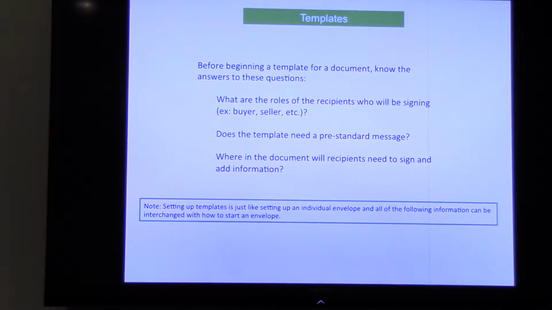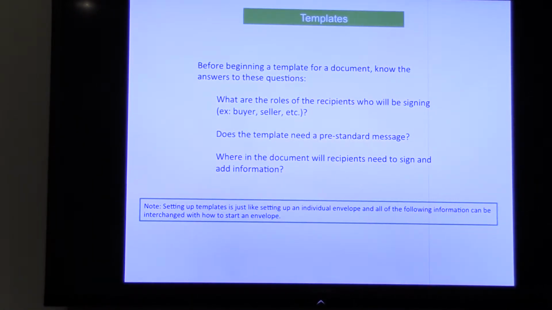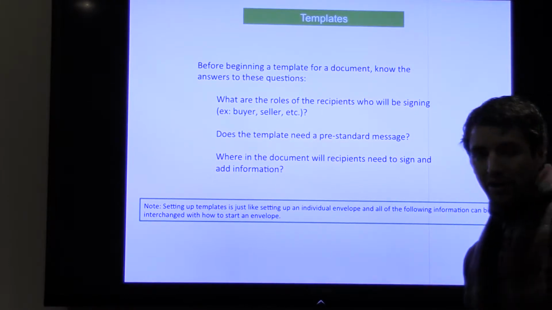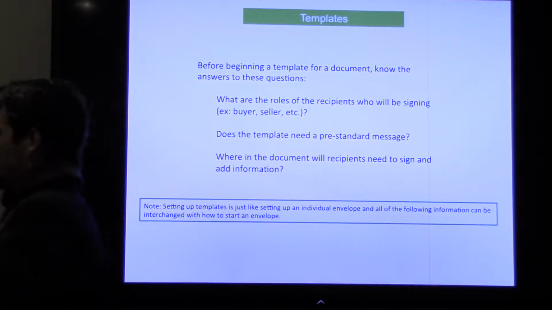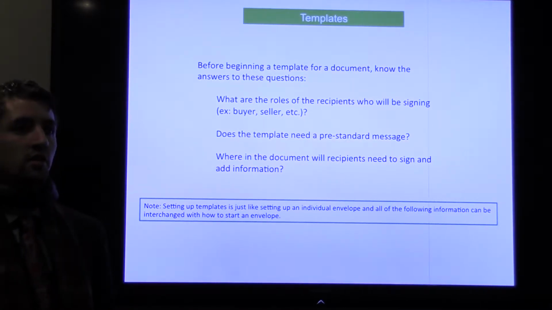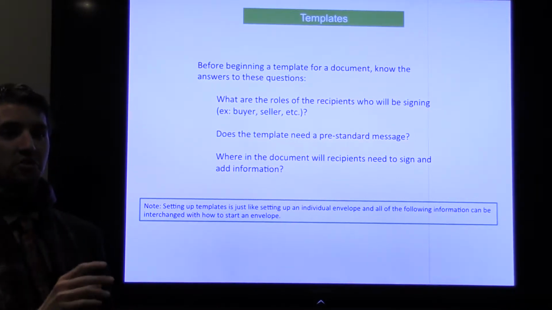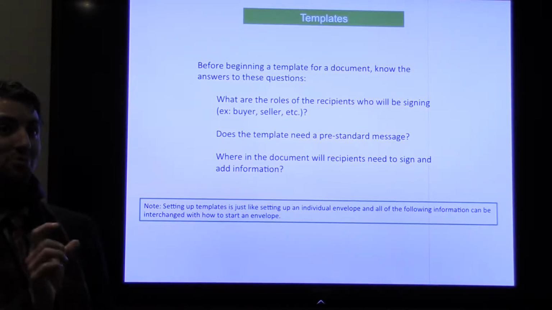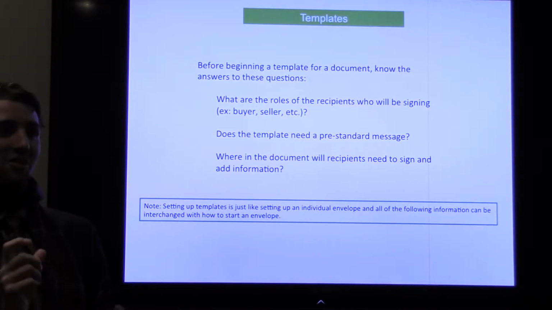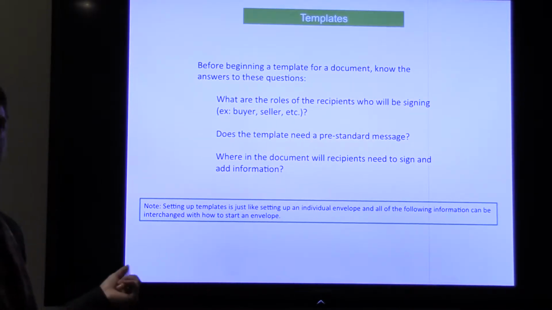Setting up templates is just like setting up an individual envelope, and all the following information can be interchanged with how to start an envelope. Basically what it's saying is it's not a final draft. You can change things. For example, I do mail outs, and I'm sure a lot of y'all get them. I'll see somebody who's put up a new listing in MLS, and I say, hello, my name is, and congratulations on your new listing in BLANK and BLANK. I put the word blank in big caps so that I know, depending on the listing, what I need to change. The point is that you're going to do that here.